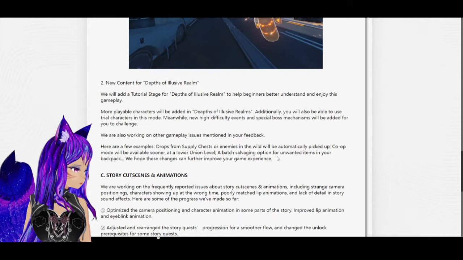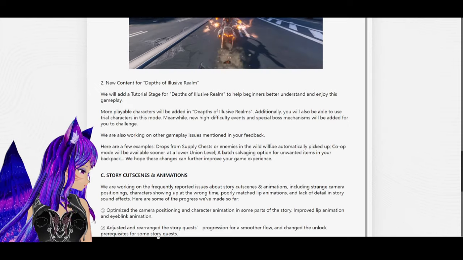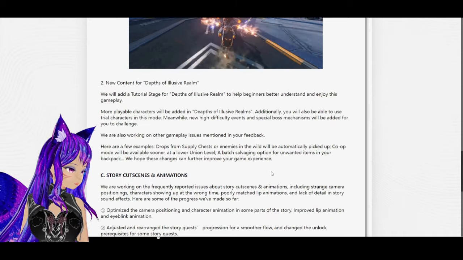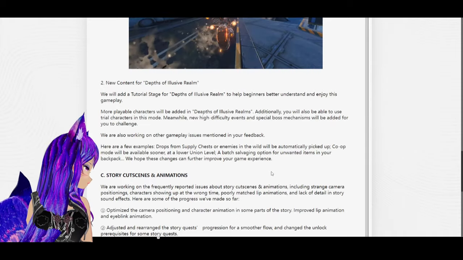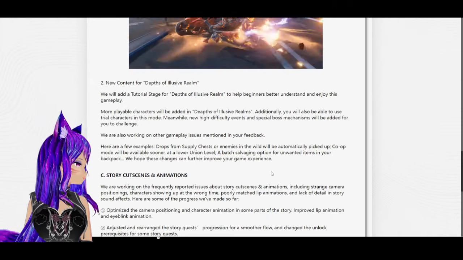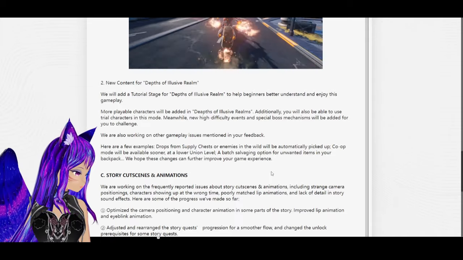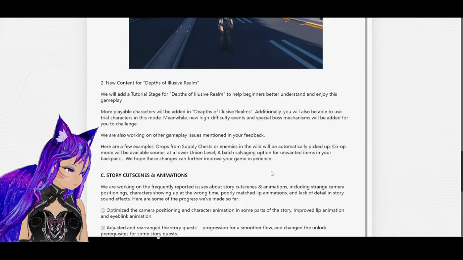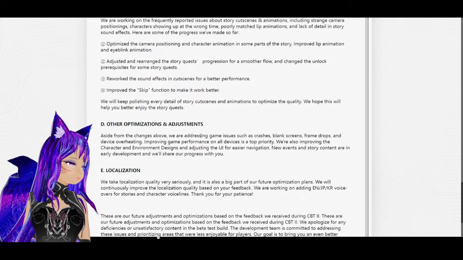And they said that they're going to improve the quality of life. Like when you open a chest, you will automatically pick up the items. The co-op level requirement is going to be lower. So that means instead of being at level 30, they will lower it to maybe 20. I don't know exactly. And also you can salvage unwanted items in your backpack, which is good for the quality of life.